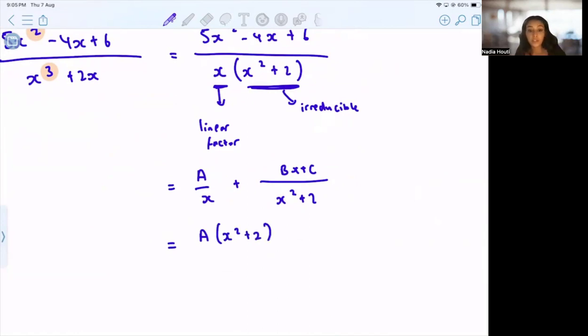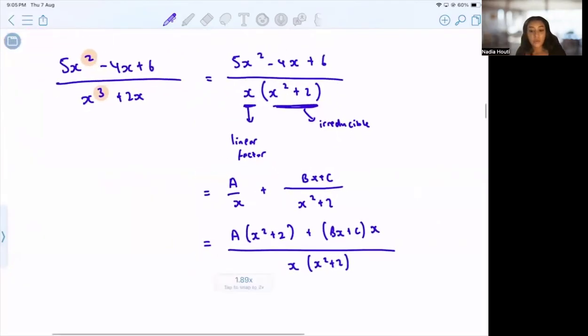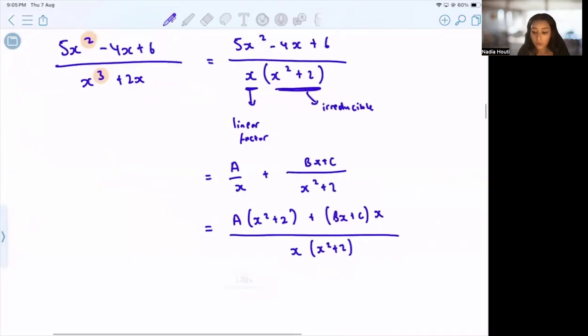We can multiply the first fraction by x squared plus 2, both the numerator and denominator. And similarly, we can multiply bx plus c and also the denominator later on by x. So we'll have this x times x squared plus 2, which is equal to x cubed plus 2x when you expand it. So we know that these two denominators are the same.